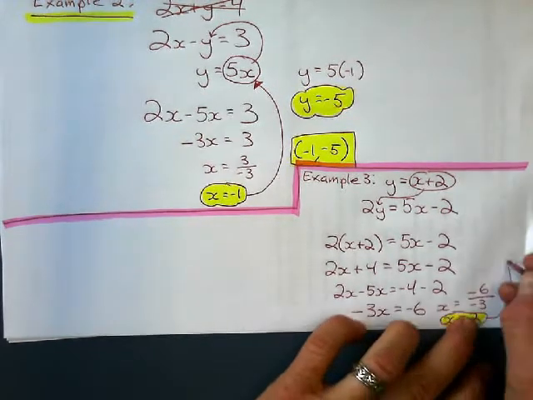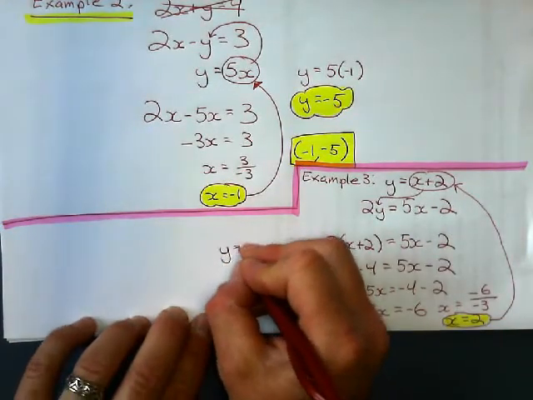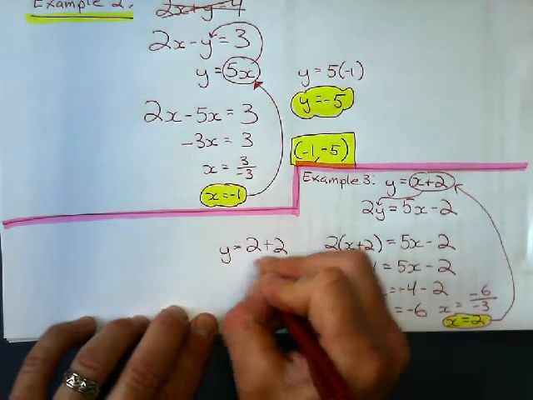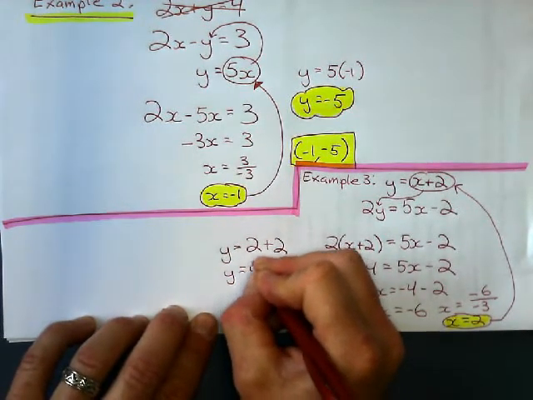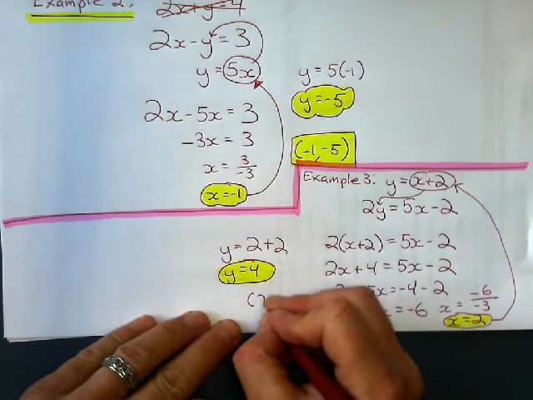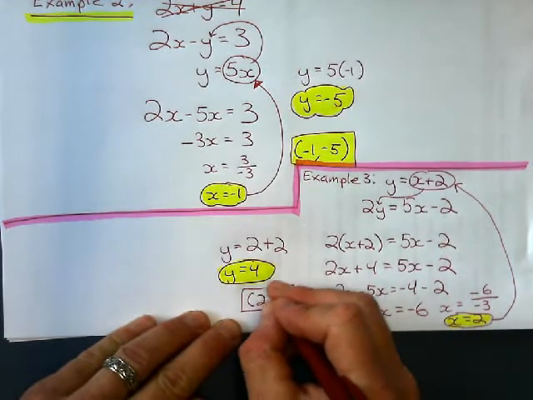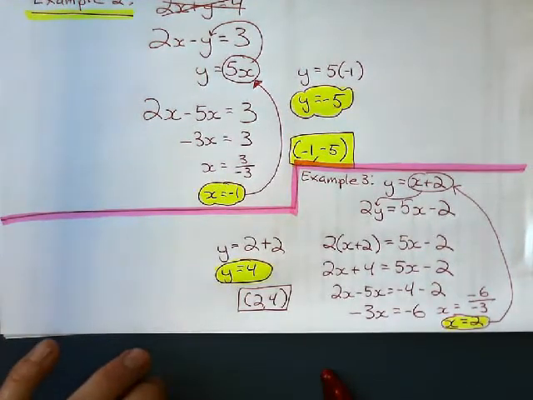Finally, I'll take that 2, substitute it into the equation that has y by itself. 2 plus 2 is 4. So my point of intersection for that one, x equals 2, y equals 4. Finished. Let's have a round of applause there. Good job. Good job.